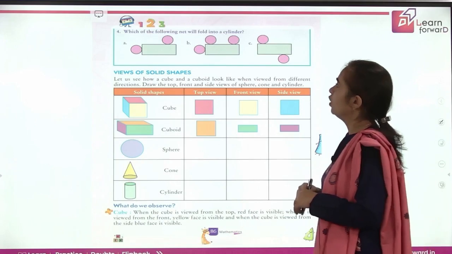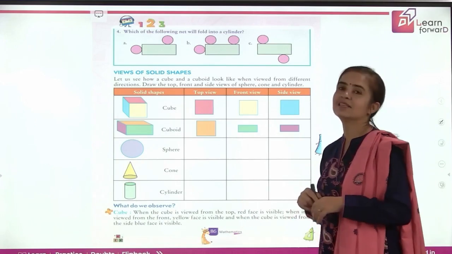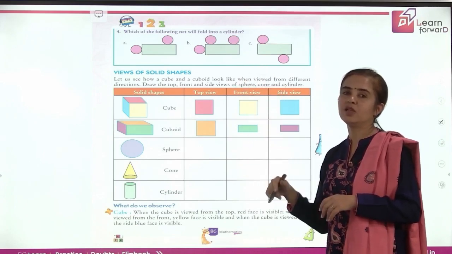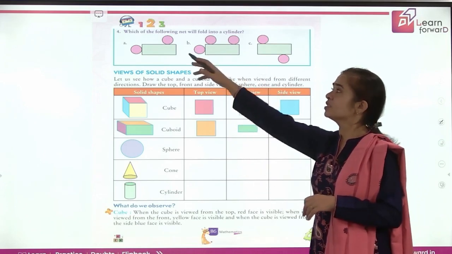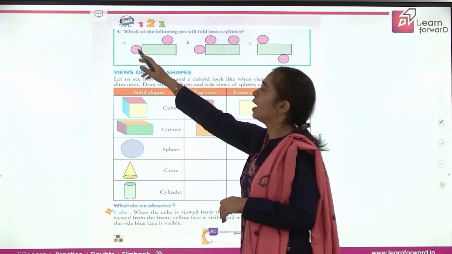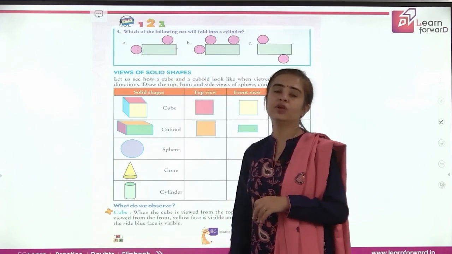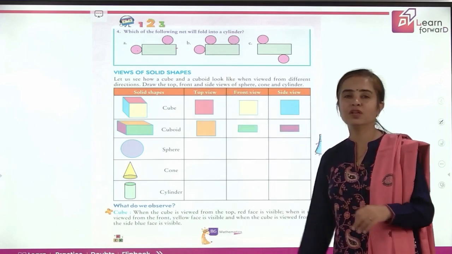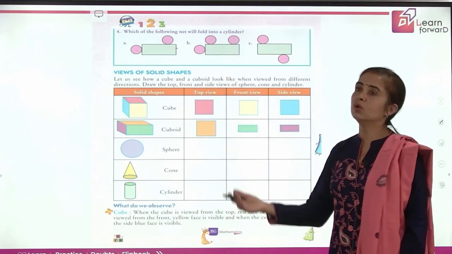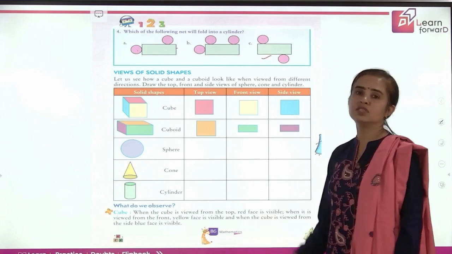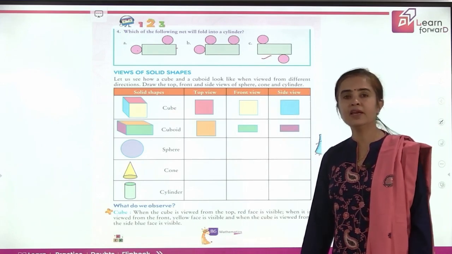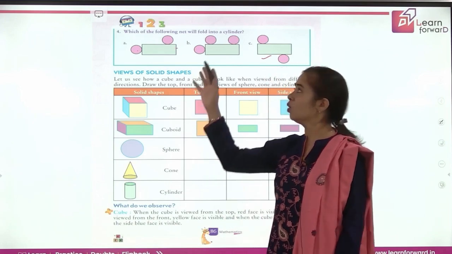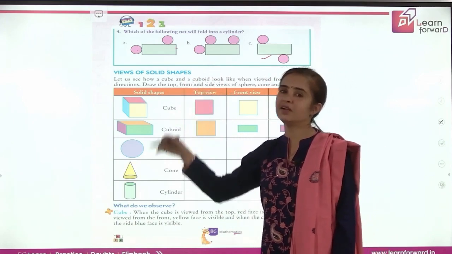Now, which of the following nets will fold into a cylinder? So simple, but still you can try it by making your own nets, right? Because here you have a circle at the top, but are you going to fold it and attach it here? Not possible. Do you have 3 circular faces in a cylinder? No. So this is just logical thinking, right? Otherwise, in case of your cube, you can make the nets. Here also, if you want, you can make these nets and try folding them.